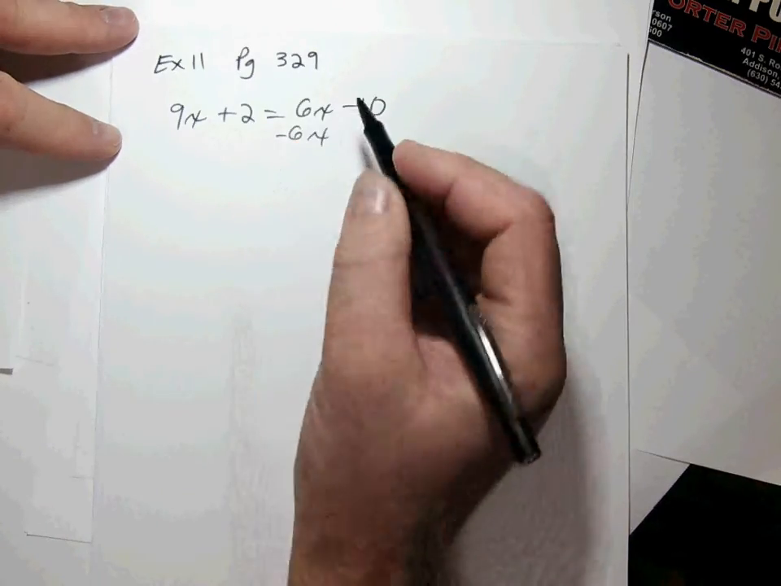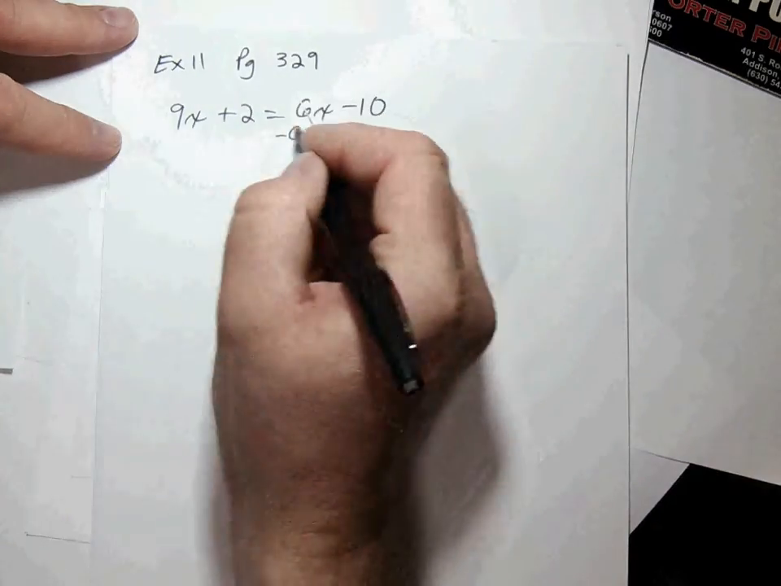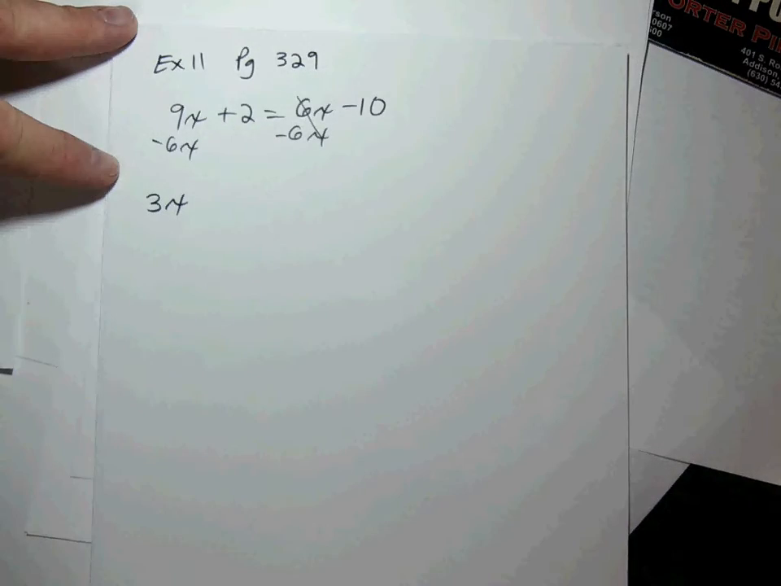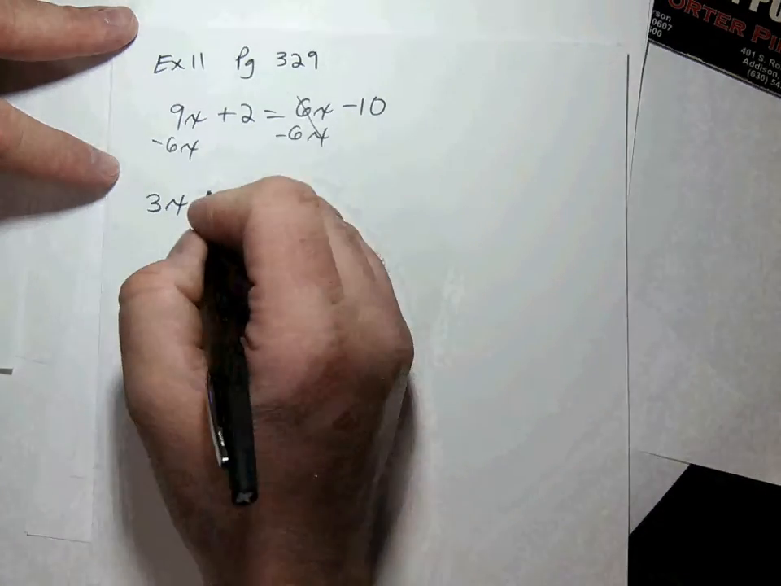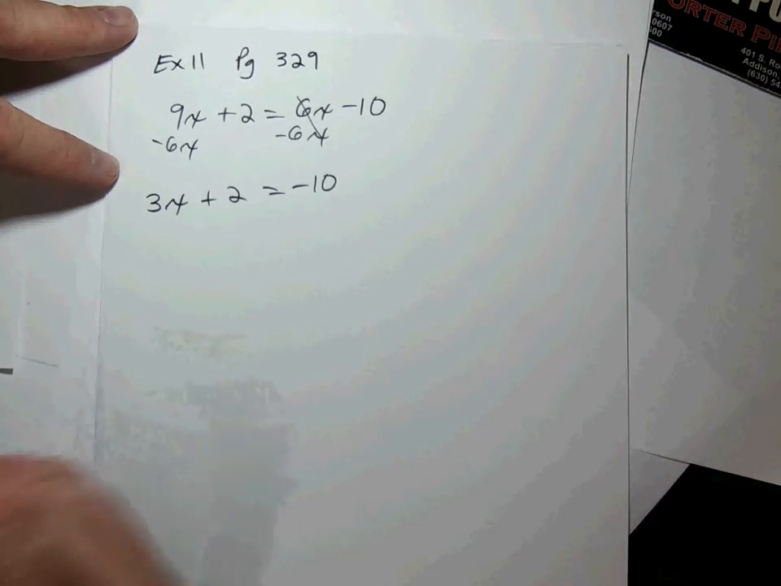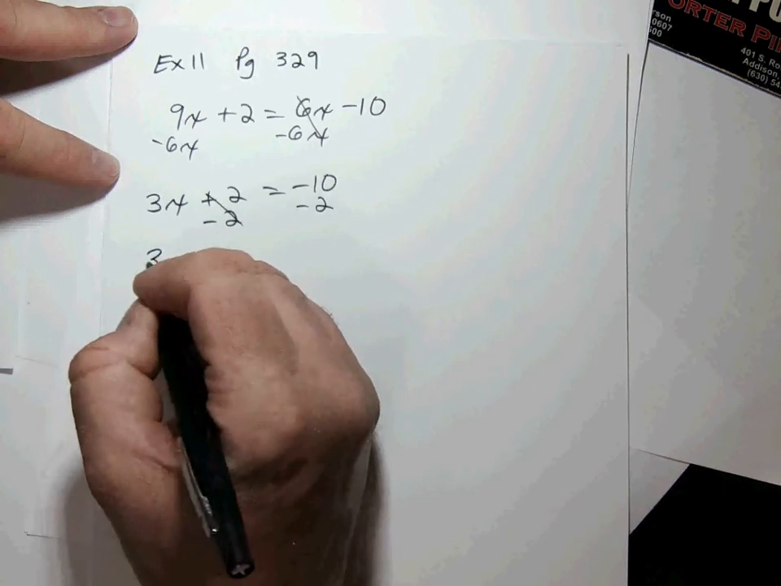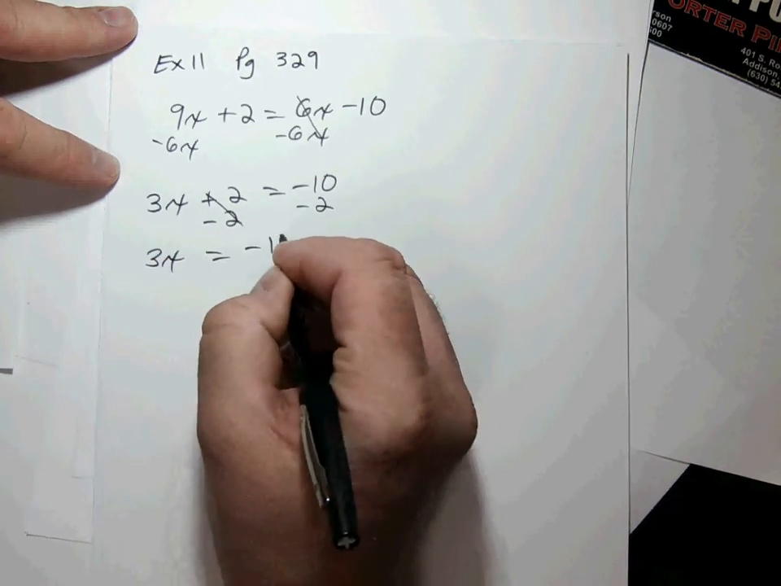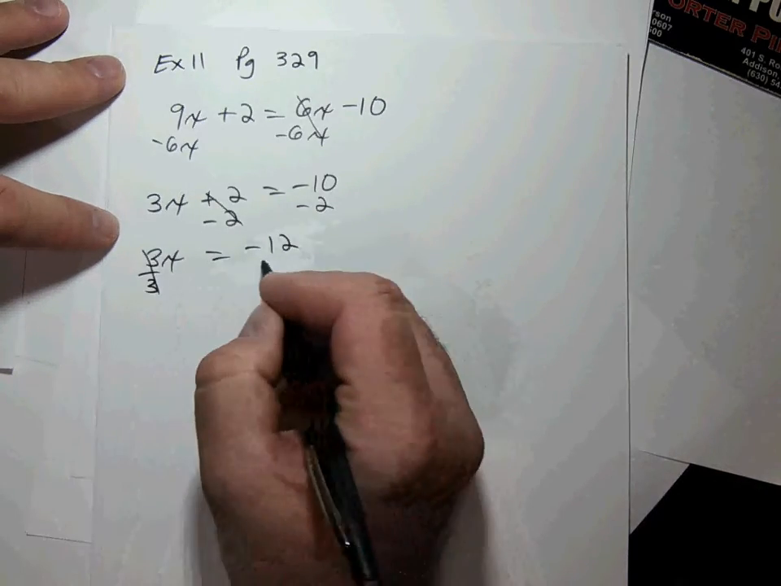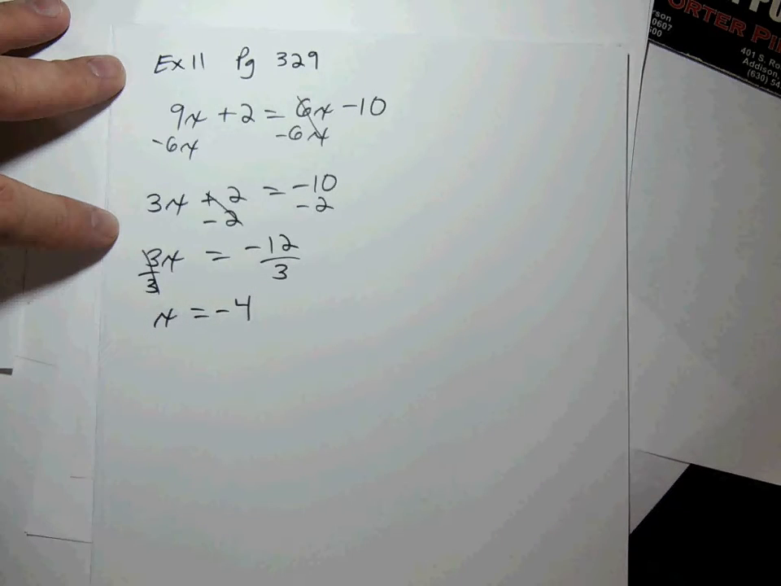So in this case, I'll put the x's on the left, so I want it to disappear on the right. So subtract 6x, subtract 6x. 9x minus 6x gives me 3x plus 2 equals negative 10. Subtract 2 from both sides. 3x equals negative 12. And we will divide away that 3, and we'll get x equals negative 4 for the answer.